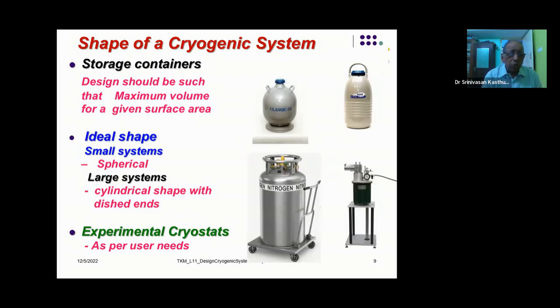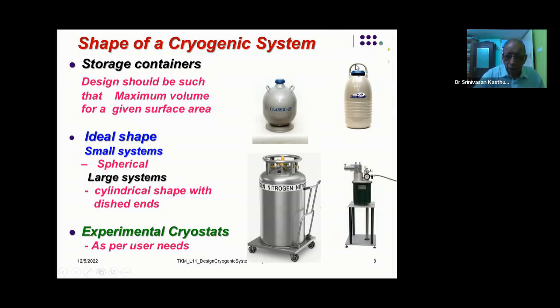Now, let us start with the storage containers. What should be the shape of a storage container? The shape should be such that it has the maximum volume for a given surface area. So the ideal shape will be, for example, spherical. Say, for example, you see in the photograph a small size spherical container. But when you increase the size of the container, it may not always be possible to make spherical vessels. So what people do is they use cylindrical containers with dished ends.